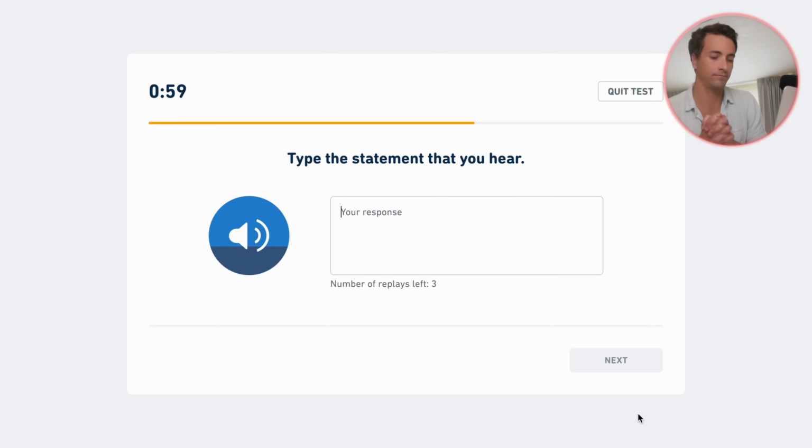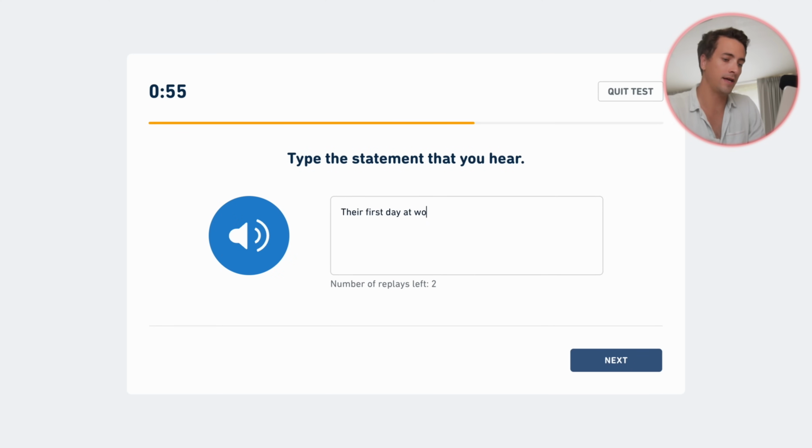Their first day at work was successful. Now, I'm going to put an exclamation mark because when he read the passage, he sounded excited, with a lot of energy. So I think an exclamation mark is appropriate. I think that Duolingo is testing me on that. So let's listen the second time and see if you can hear what I'm talking about.